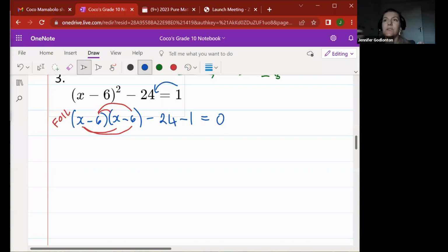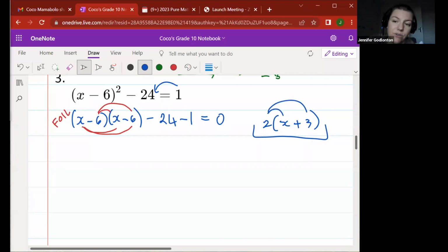So expanding is whenever we're going from one term to multiple terms. Like if I had 2x plus 3, that is one term at the moment. And if I expand it, I'd be doing distribution, so I'd have 2x plus 6. Now I have 2 terms. That's why we call it expanding. So we're going from one term to multiple terms. So at the moment, this x minus 6 squared is one term, and we're wanting to split it into multiple terms.